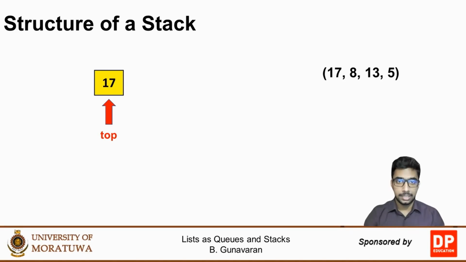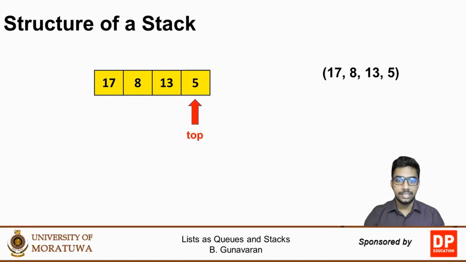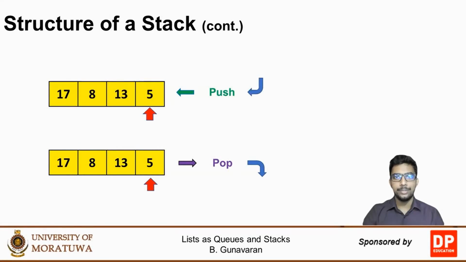It's simple. We keep a pointer to the last element. In this example, the pointer named top is performing the task. Next, we insert 8 and the pointer top is shifted from 17 to 8. Then we insert 13 and finally we insert 5. In the context of stacks, we use the term push for insert and pop for delete as shown in the diagram.